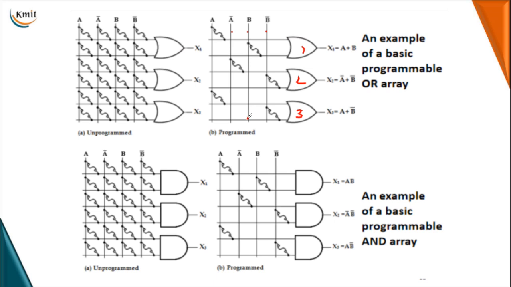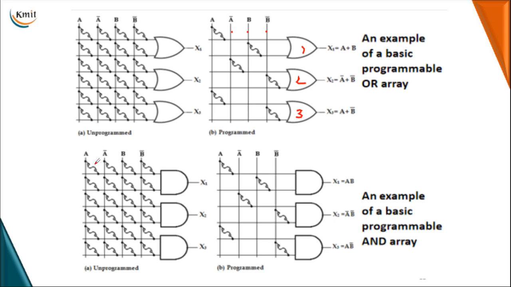When you blow this, that missing connection means that input is not connected to the input of your OR gate. So X3 is now connected with A along with B bar. Hence the third OR gate will generate the summation of A OR B bar. In the same manner you can also program your AND array inputs.